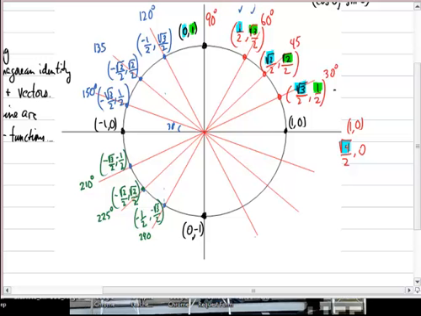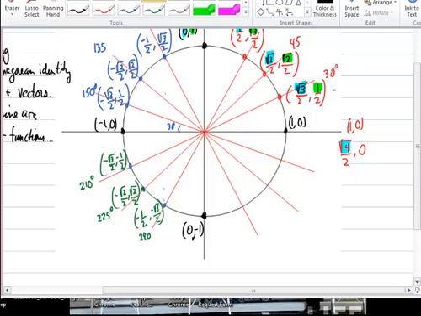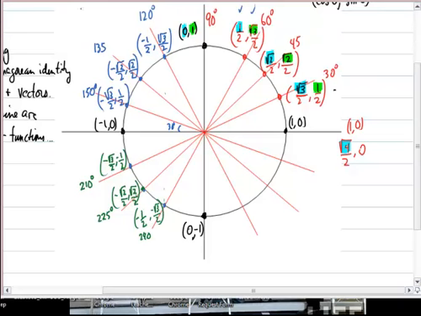So now we're at the angle 300 degrees. Let me change the ink color again. I used red, blue, green. Let's use black this time. This point will be positive 1/2, negative root 3 over 2, because the x value should be positive and the y value should be negative. That's at the angle 300 degrees.